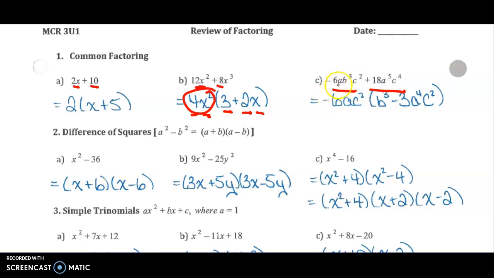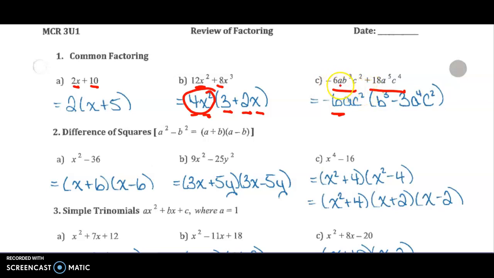When you get something crazy like this, you just go through each term here, and you could say to yourself, what's the biggest number that I can get out of -6 and 18? And the greatest common factor between the two is -6. So you want to take the negative out if you can. Okay, so if you're asking yourself, should this be 6? The answer would be, it could be, but we'd like to take the negative out. So we're going to divide by the -6.